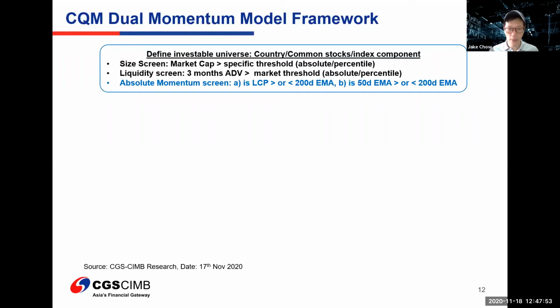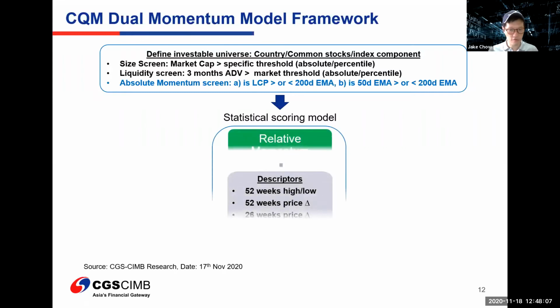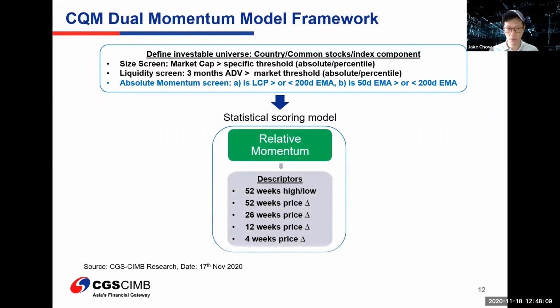And of course, the remaining stocks from this screen will go into a statistical model that calculates the z-score, also called the standard score, based on 5 relative momentum descriptors. In this case, we're using the 52 weeks high and low, right? High for positive and low for the negative model. Then 52 weeks price change, and 26, 12, and 4 weeks price change. So these are the things that we use to score the relative strength.